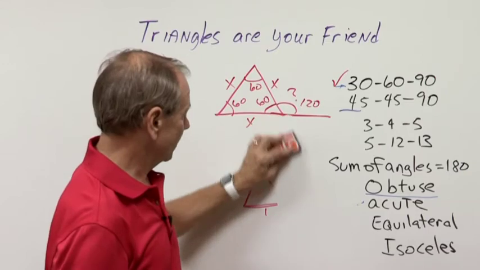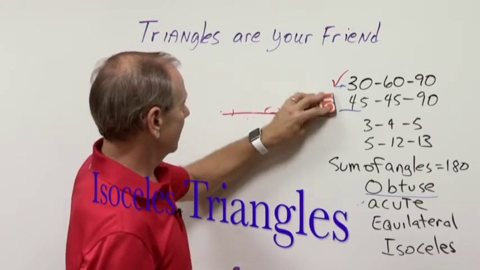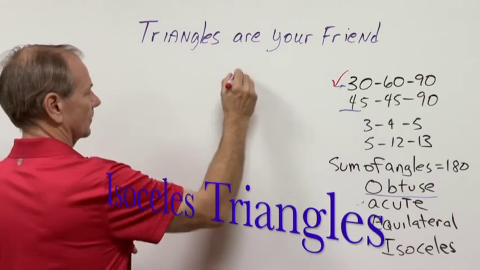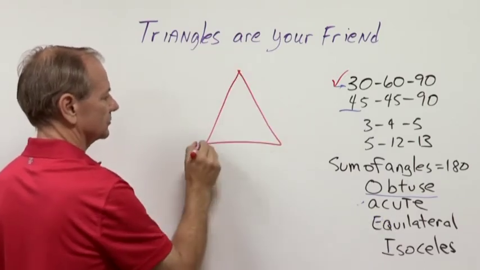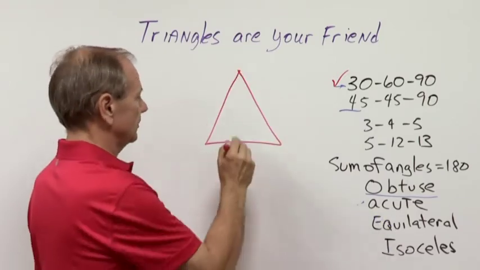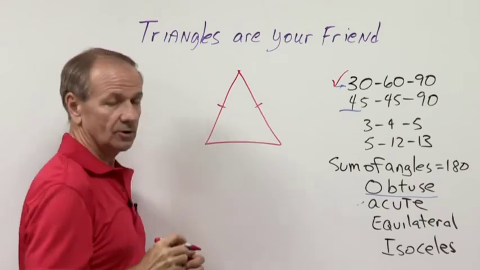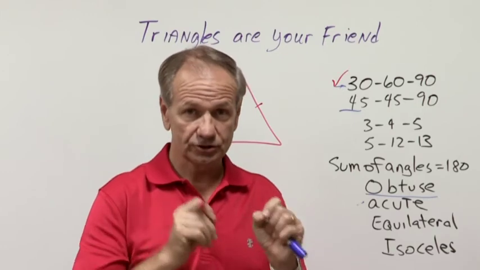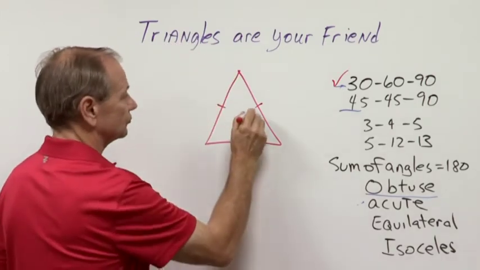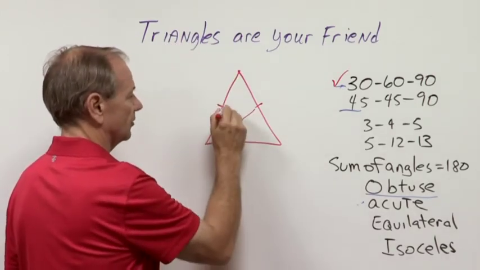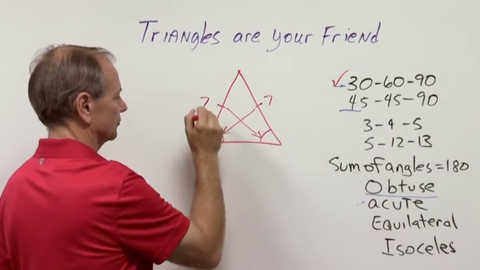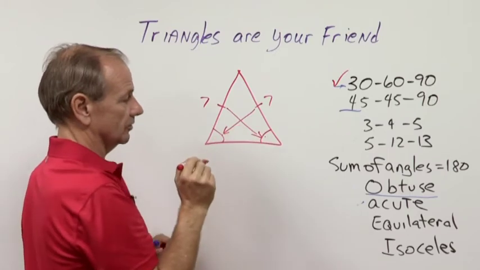Now we're going to take a look at the last one on the list, isosceles. The isosceles means that two legs are identical. And we usually represent that with a little tick mark there. But it also means something else. If the side lengths are the same, then the angles across from those sides are also equal. So if this was like a 7 and this was a 7, this angle and this angle are equal.